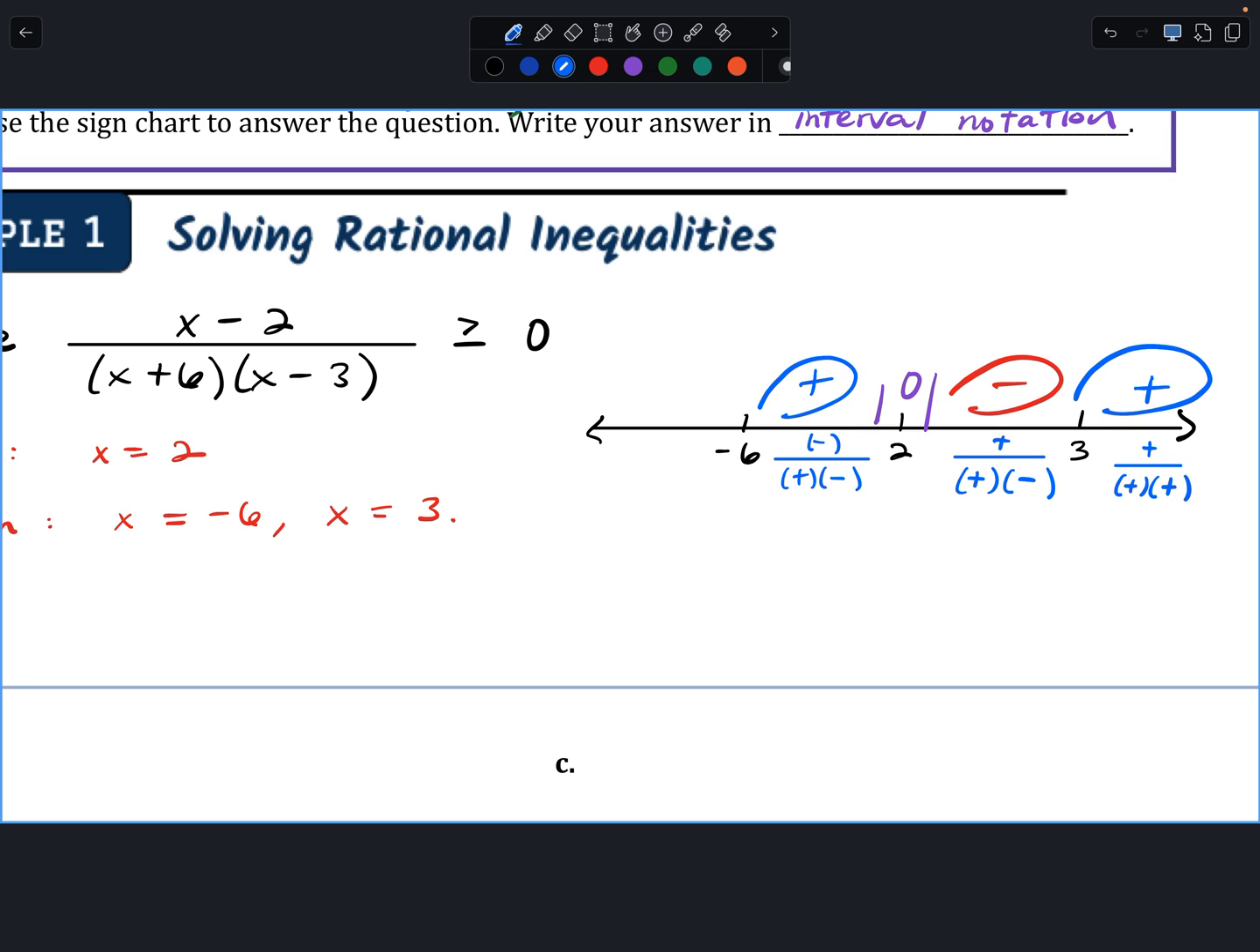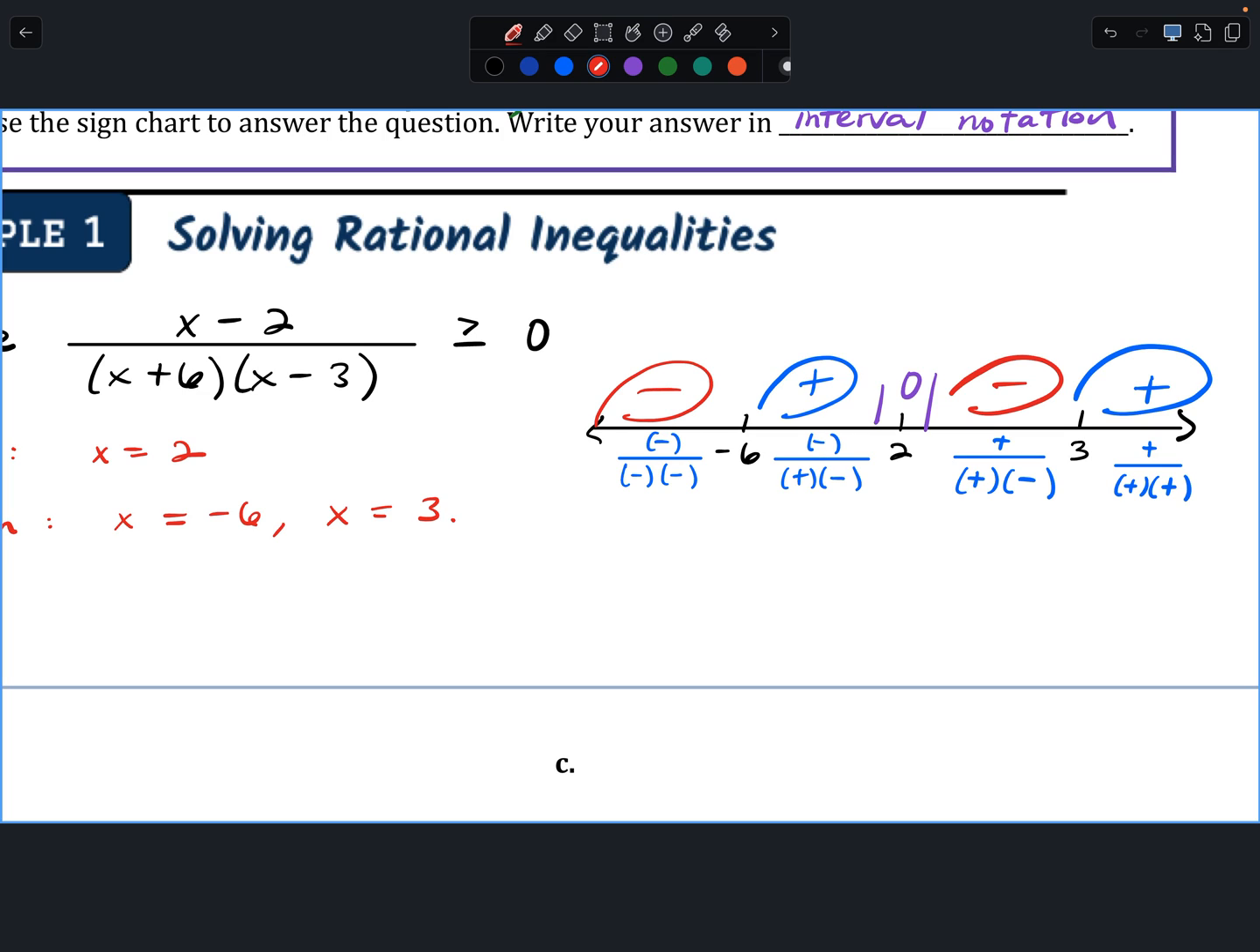Something really negative. Negative 8? Okay. Negative 8 minus 2? Negative. Negative 8 plus 6? Negative. Negative 8 minus 3? Negative. What's a negative times a negative? Positive, but what's a negative divided by a positive? Negative.